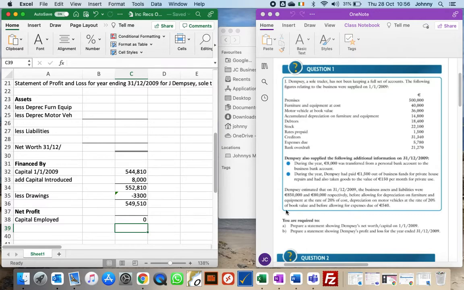So business assets and liabilities were 850 and 80. So the assets are 850,000 and the liabilities are 80,000. And that's before certain things happen, usually depreciation. There might be expenses and stuff as well that are due. So allowing for depreciation of furniture and equipment at a rate of 20% of cost. So furniture and equipment cost 40,000.